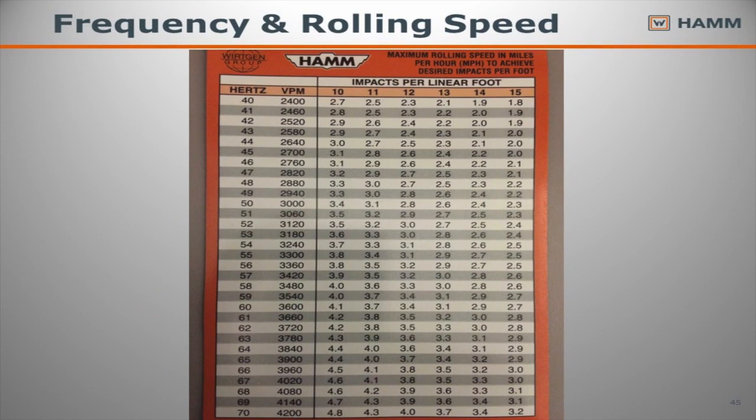I have a few here for those that might want them. They're just little magnetic charts that slap on the roller because they're metal. And these are magnetic, so if you have an idea what your speed is and what your VPM is, you'll be able to tell what your impact spacing is going to be. So feel free to grab those if you want them.